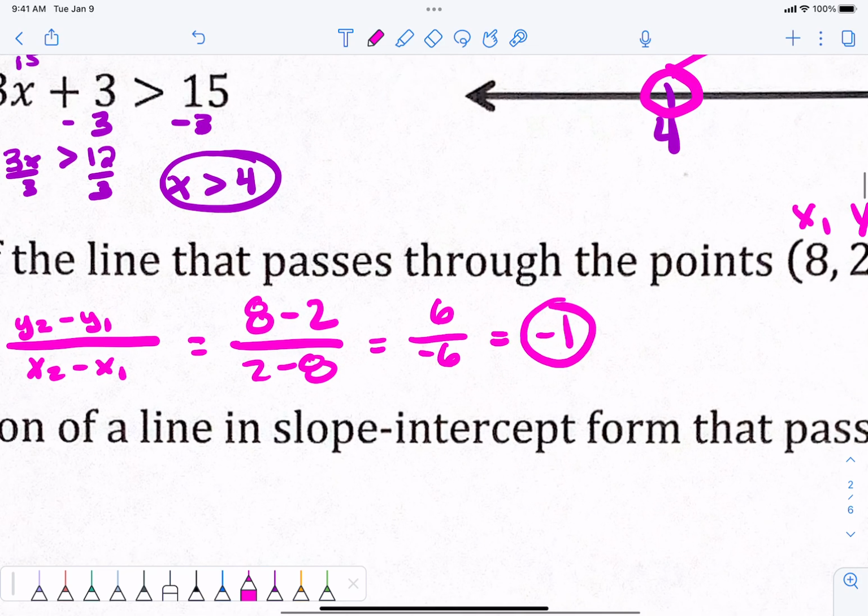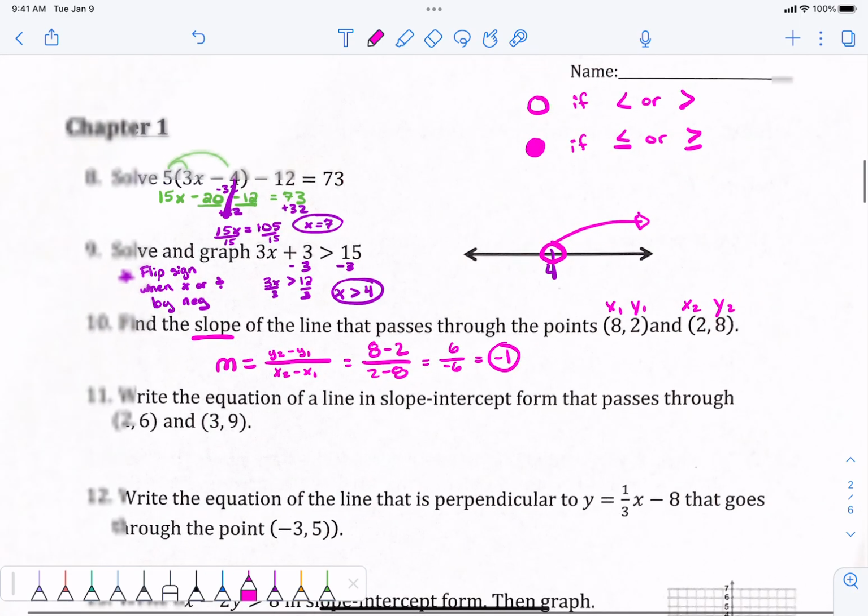Okay? And that's all we had to do for that problem. So far, this was pretty easy. That was just slope. Okay? All right, number 11. Let's keep going. We still got to go. Yes. Go, go, go. Number 11.